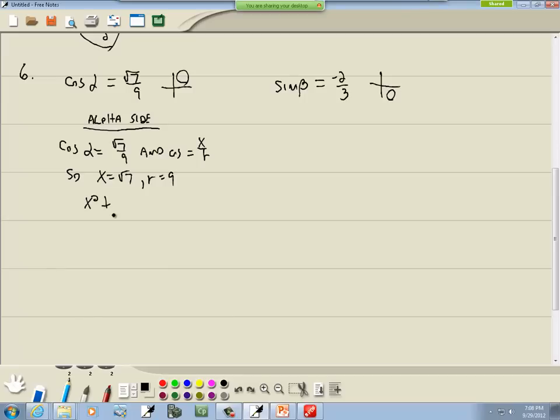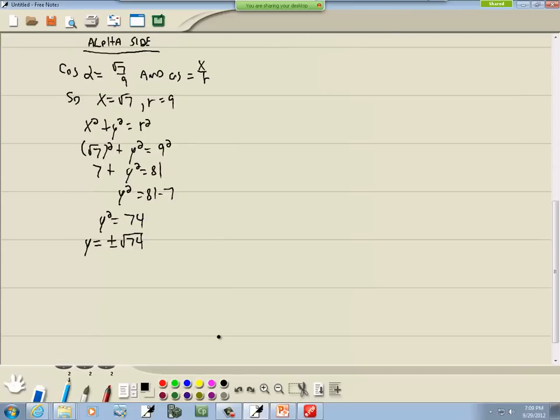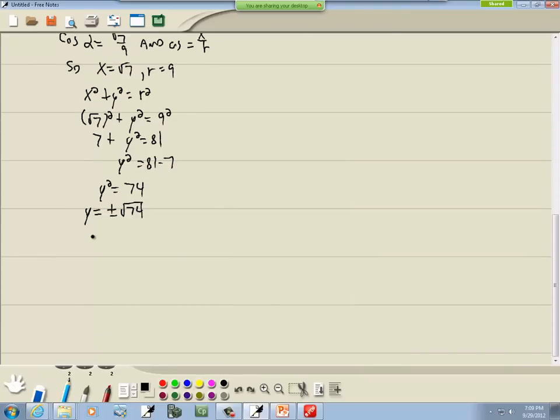Well, we got x squared plus y squared is equal to r squared. So we got square root of 7 squared plus y squared is equal to r squared, which is 9 squared. So that's 7 plus y squared is equal to 81. Take 7 over. And that gives us 74. Drop the squared and put a plus or minus square root on the other side. Don't think that simplifies any. We're in quadrant 1, so everything's positive, so y is positive.